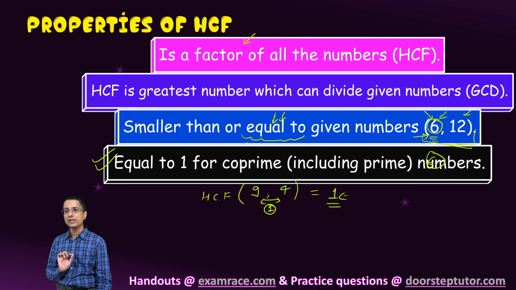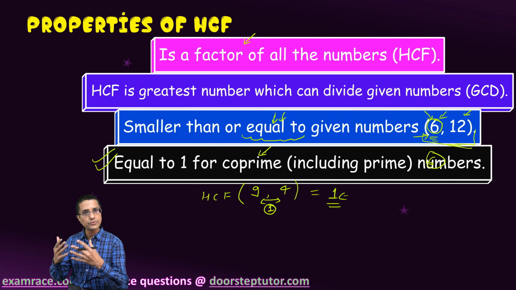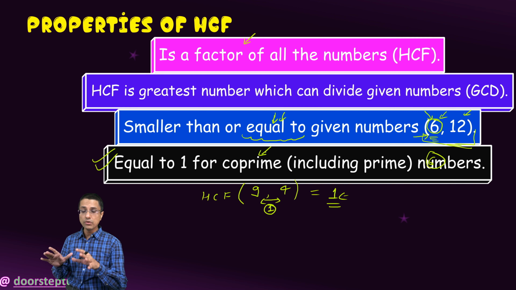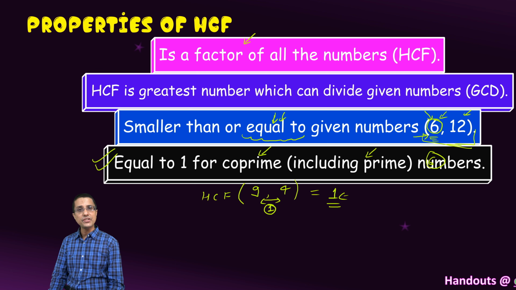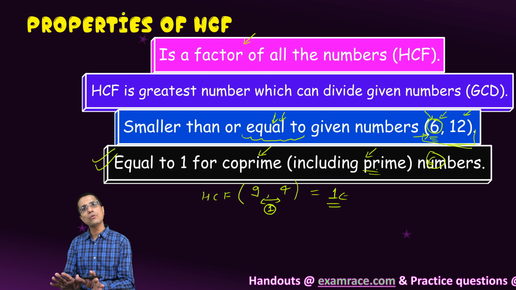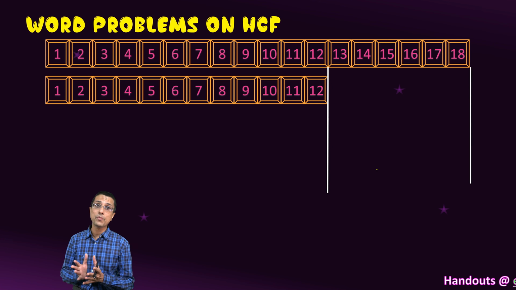You can expect Olympiad problems based on this fact. In a subsequent class, when we'll be solving many more Olympiad problems, definitely we'll look at some of the problems based on this fact. Of course, by extension, this rule also applies to all the prime numbers, because all the prime numbers are co-prime to each other by definition. So with this, now let's look at word problems based on HCF.